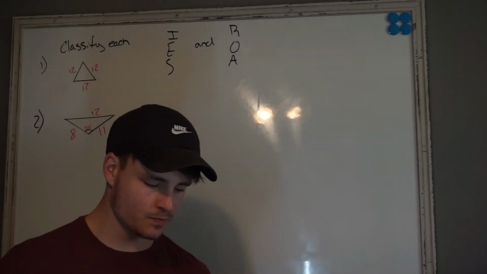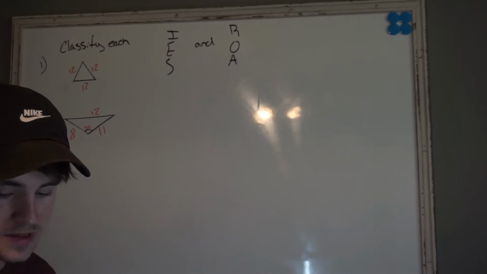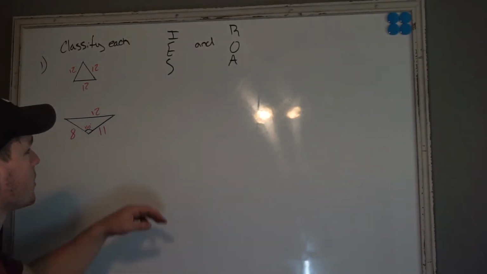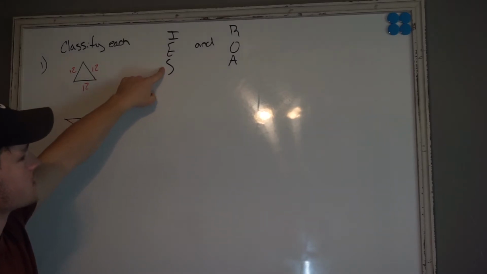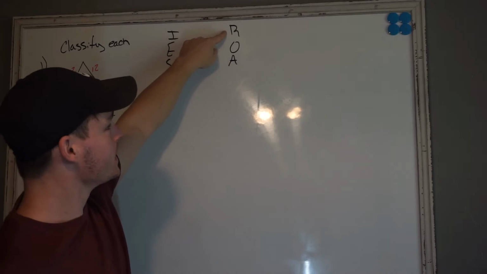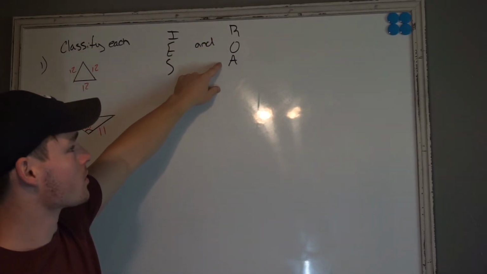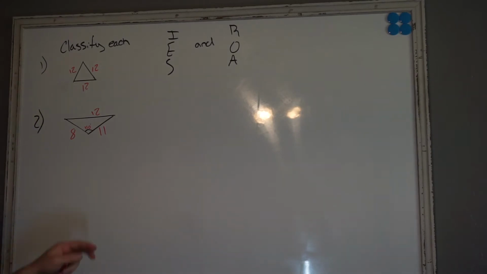So for practice 2, it says classify each triangle in 2 ways. And the 2 ways it's giving us is you can either call it an isosceles triangle, an equilateral, or a scalene. And you also have to list it as a right angle, an obtuse angle, or an acute angle triangle. So first, we're going to look at number 1. I changed the numbers up just so it wouldn't be too easy for you guys.